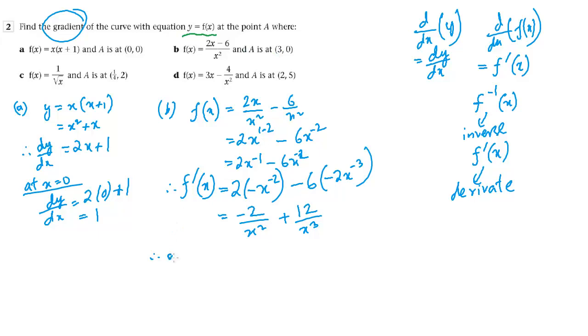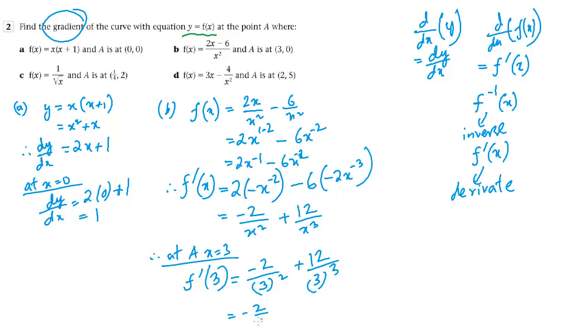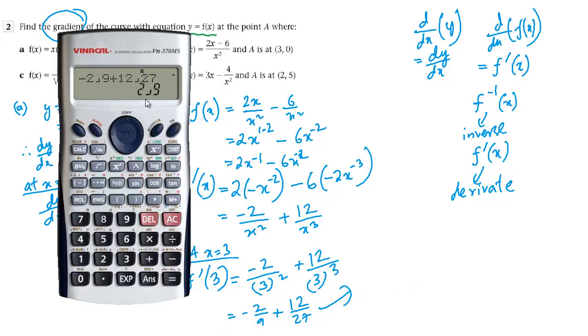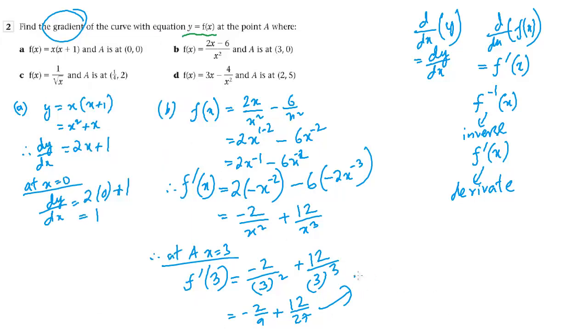Therefore, now we have to find the gradient at the point A again. At A, this time the x coordinate is 3. So x equals 3. So let's find the gradient. f prime 3, just a different notation, is the same as dy by dx. Minus 2 divided by 3 squared plus 12 divided by 3 cubed. So this would be minus 2 by 9 plus 12 by 27. So this turns out to be 2 by 9. So the gradient of the curve is 2 by 9.